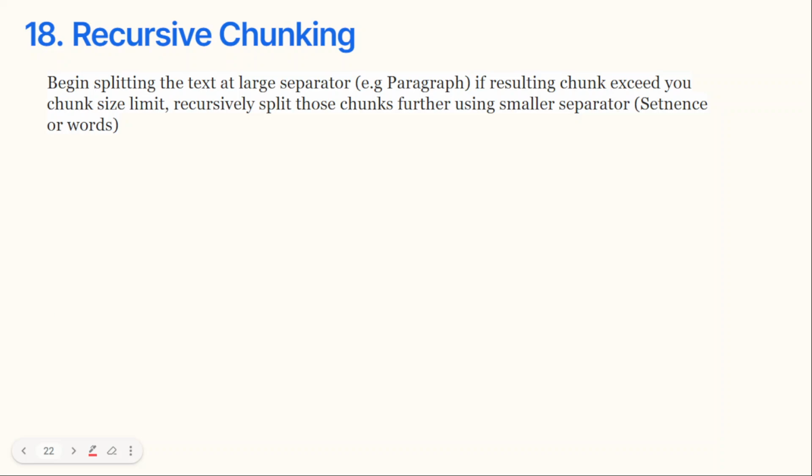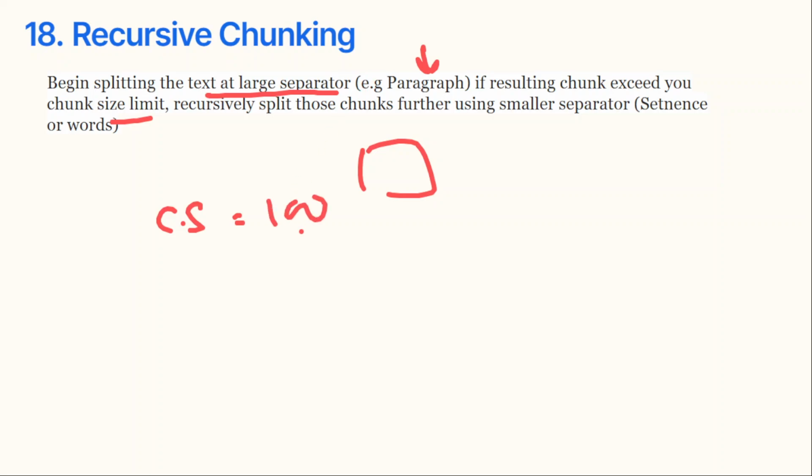Next is recursive chunking. What we are doing is we begin with the larger text, with paragraphs first, and if the resulting chunk exceeds the chunk size limit, so let's say my chunk size limit is 100, I go with the paragraphs and find that a few chunks exceed 100, then again I go to a smaller separator, something like a sentence or word.